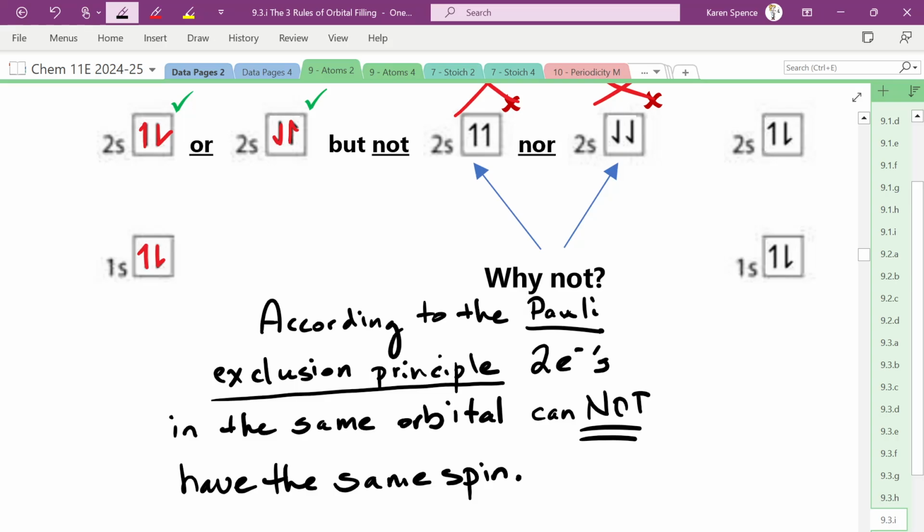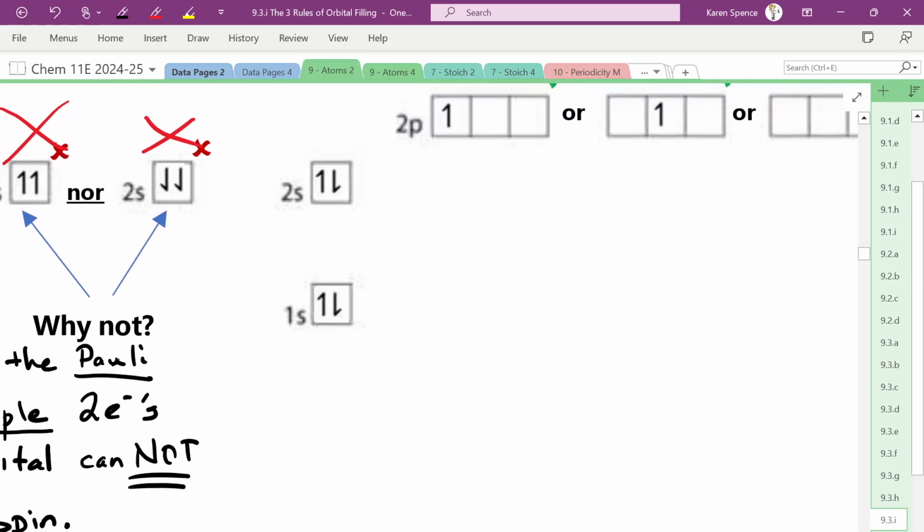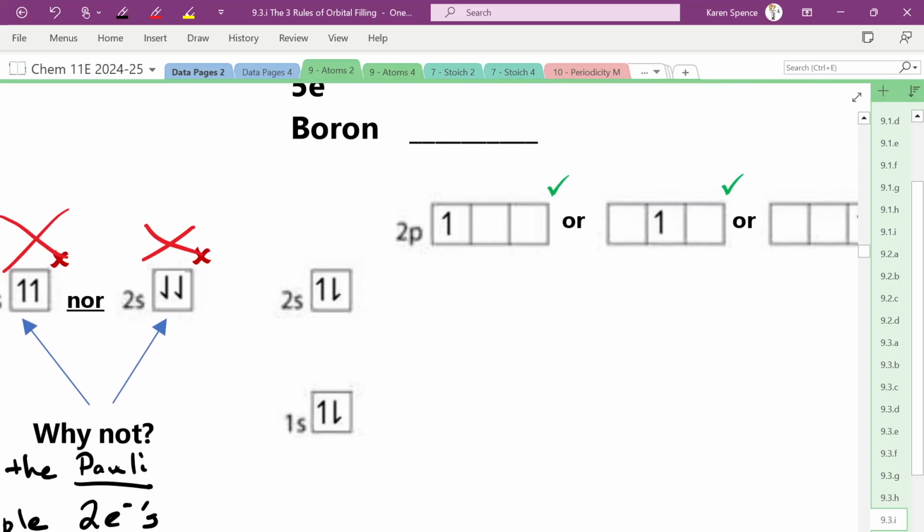In fact, that's not really what the Pauli exclusion principle says. What the Pauli exclusion principle really says is that no 2 electrons in an atom may have the same 4 quantum numbers. But AP no longer covers quantum numbers, so we're going to pretend that we never heard that, okay? La, la, la.